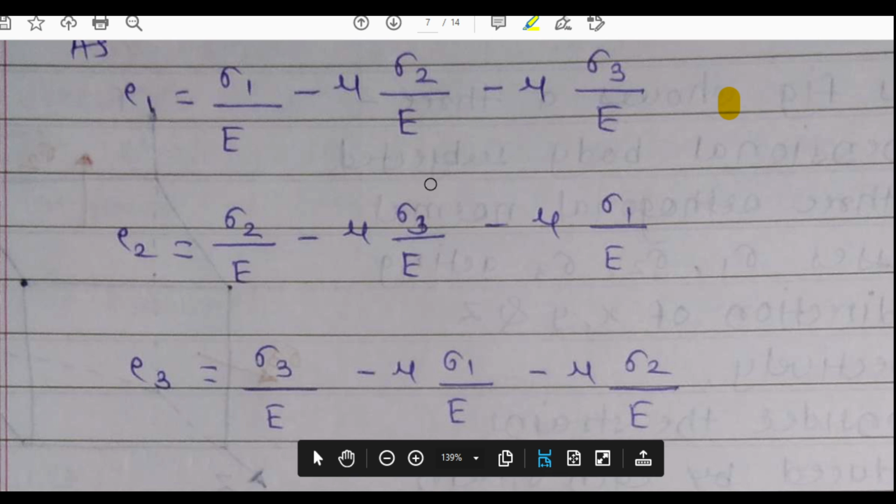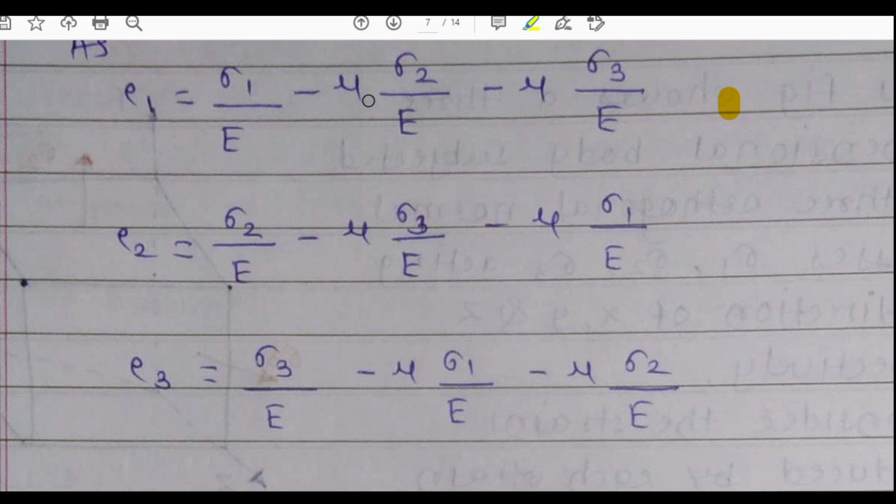Remaining two quantities are lateral quantities, so we have to simply write it as minus mu sigma upon E.